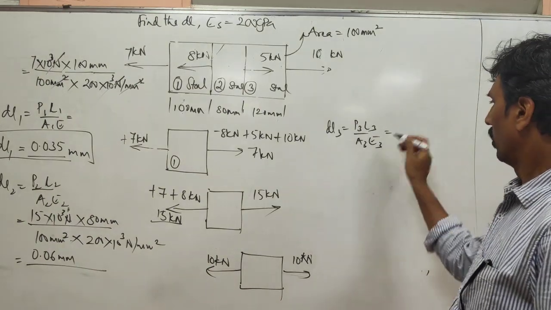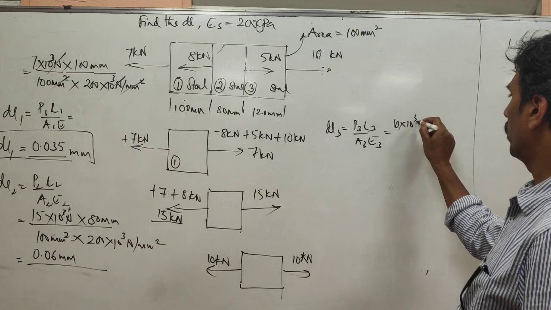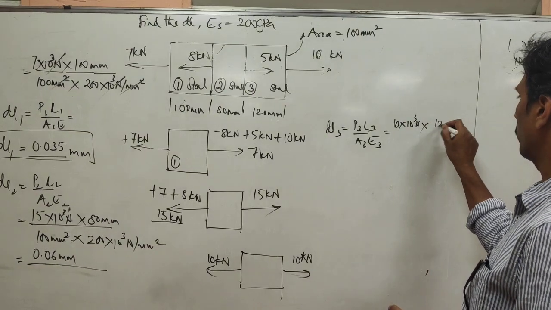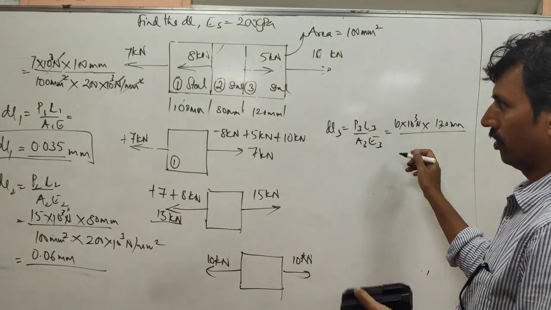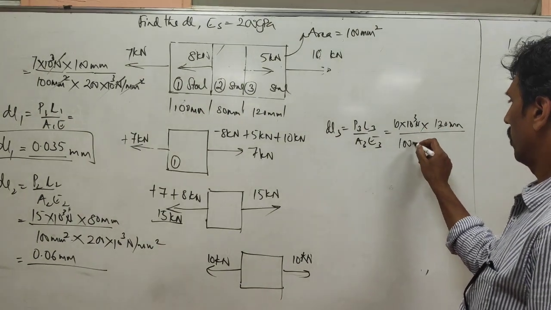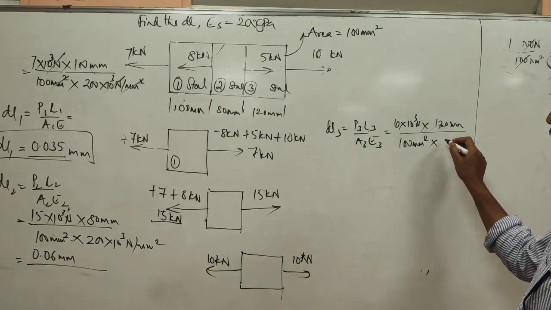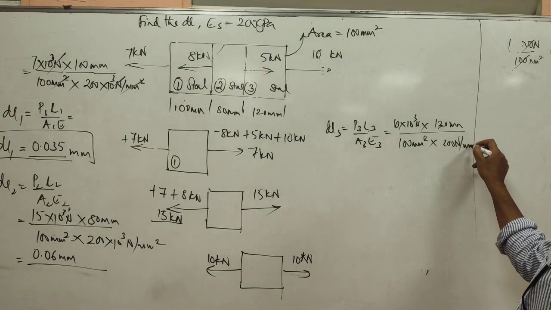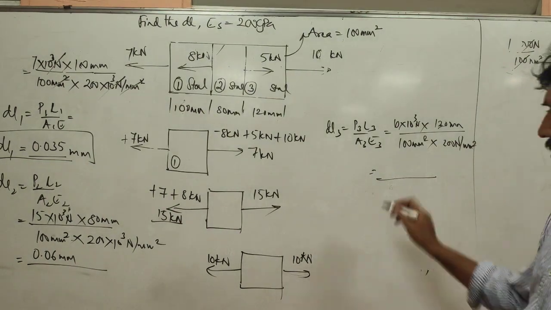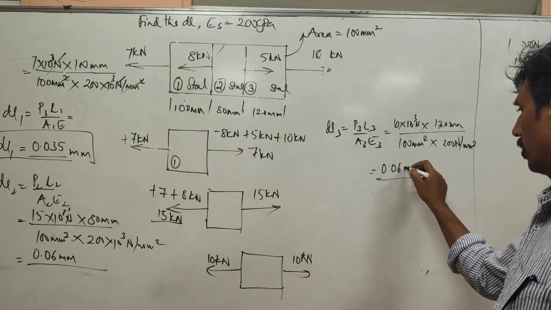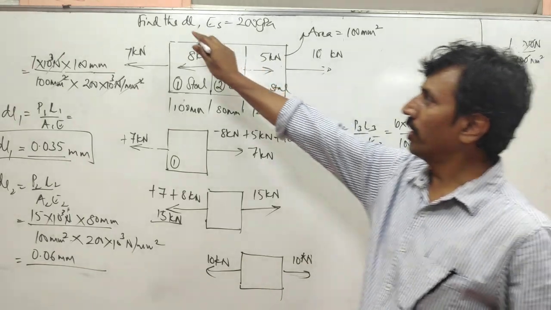So the load is 10 kilonewton, 10 into 10 to the power of 3 newtons. L is actually 120 mm. And A is again the same, mm square, and then E3 is 200, and you get some answer here, 0.06 mm. So finally they would ask for the total deformation, they would ask to find the DL.